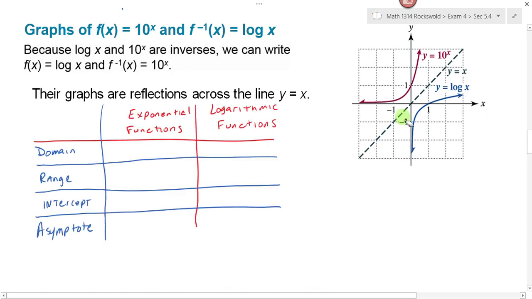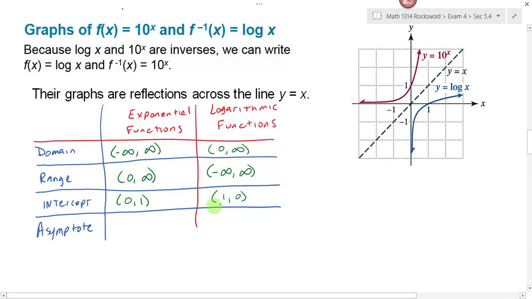So looking at the graphs of the exponential and the logarithmic function, there's a couple of things that I want to point out. On an exponential function, the domain is all real numbers. It goes from negative infinity to infinity, and the range goes from 0 to infinity. But on the logarithmic function, the domain goes from 0 to infinity, and the range goes from negative infinity to infinity. On the exponential function, we have a y-intercept at the point 0, 1, but on the logarithmic function, we have an x-intercept at the point 1, 0.